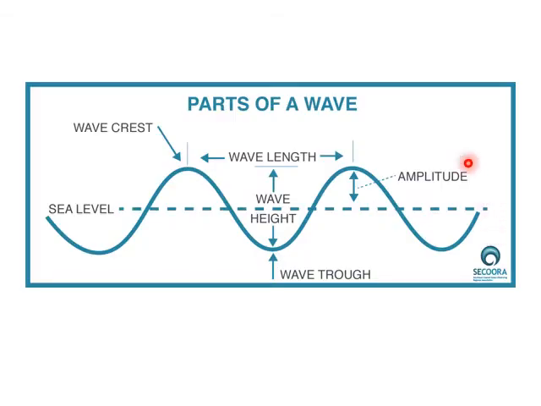I know you guys have seen this diagram. This is the parts of the wave. The highest part of the wave is the crest, the wave crest. The lowest part of the wave is going to be called the trough. And the distance between any identical part of the wave, from a crest to a crest or from a trough to a trough, is called the wavelength. And the wave height is the distance between the highest part of the wave, the crest, to the lowest part, the trough. And the amplitude of the wave is the distance between the crest and the average sea level.